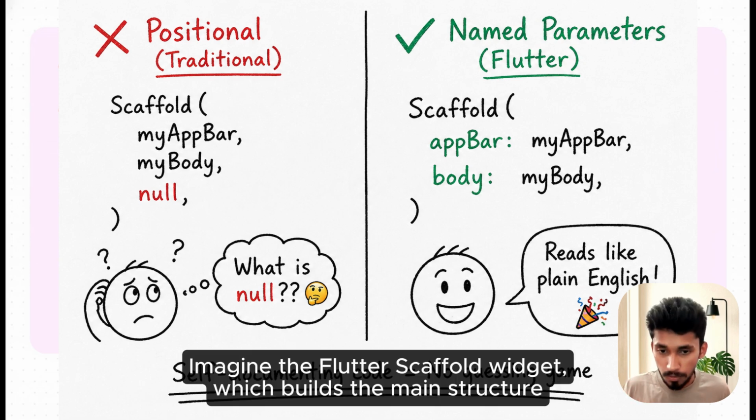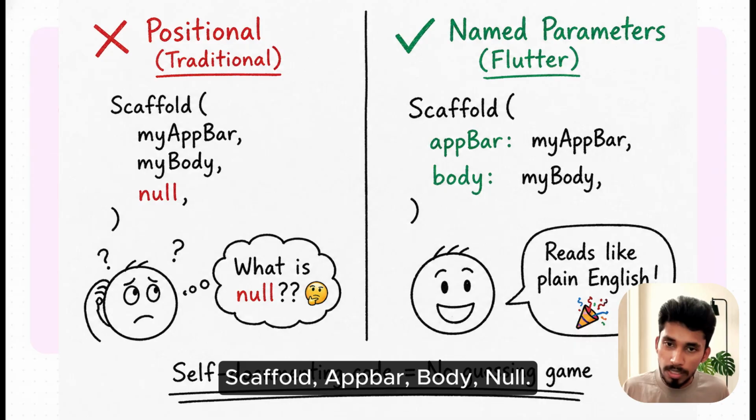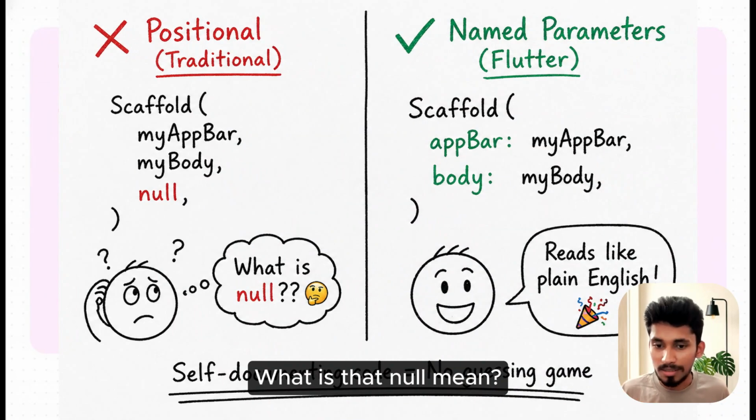Imagine the Flutter Scaffold widget, which builds the main structure of the screen, taking arguments like this. Scaffold, abba, body, null. What does that null mean? Is it the background color? The floating action button?